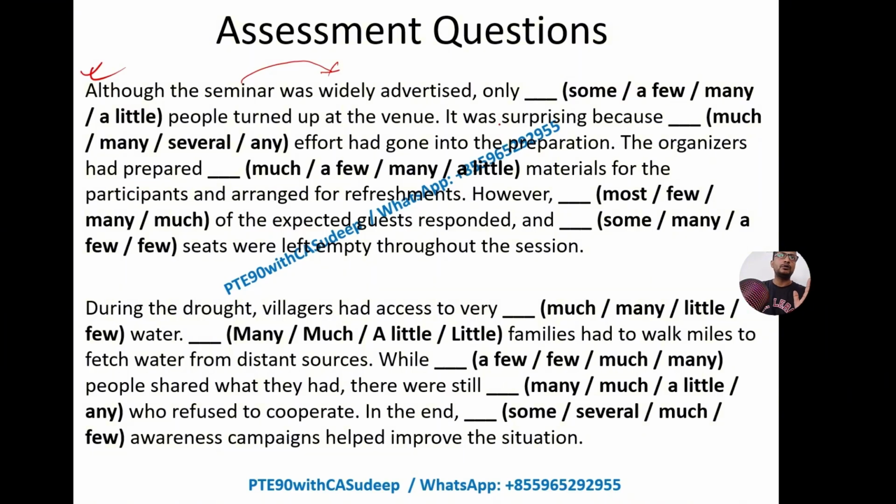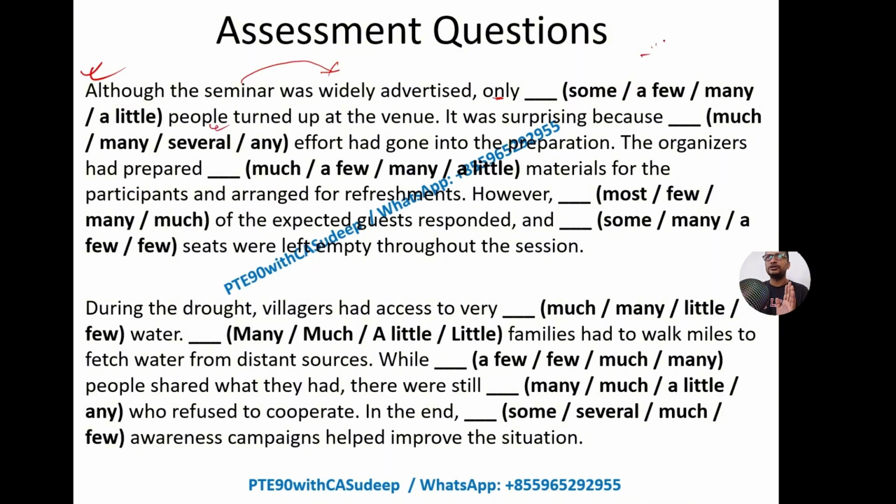So in that context, people is countable. So now you need to think of the concept of many, like many students. Many people turned up at the venue? No, because we say only some. Then the opposite of many is few. Let's say few or a few.